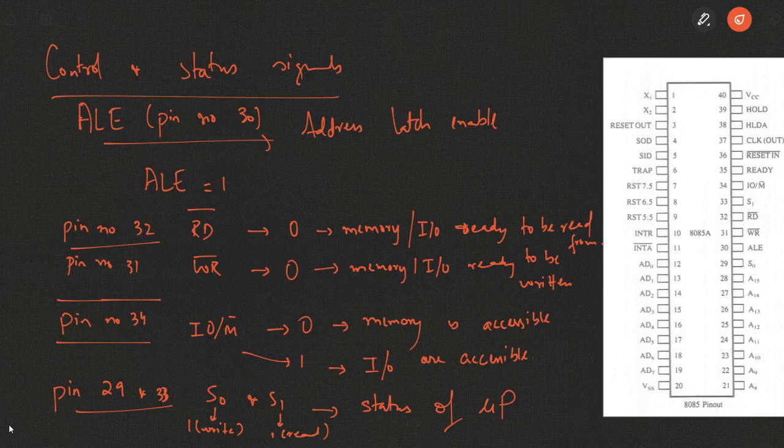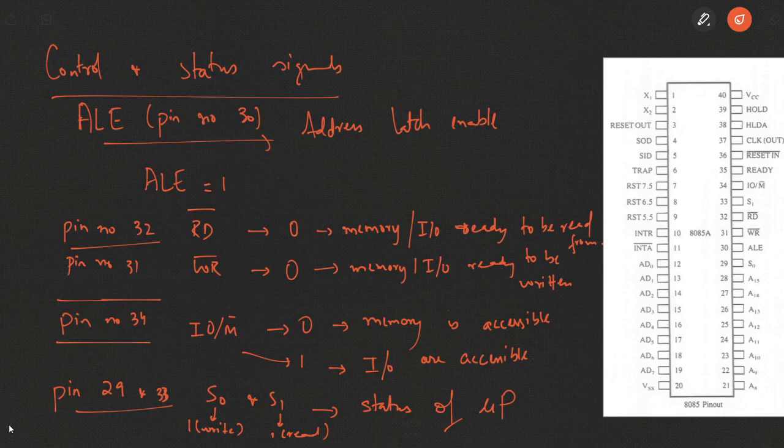signals or pins. Pin number 34 is IO by M bar. IO by M bar basically helps us differentiate whether the memory is accessible right now, or the external interface, which can be either an input device or an output device, is accessible right now. Pin number 35 basically helps us make a slower outer peripheral device compatible with the microprocessor. If it is 0, that means the outer device is not yet ready. If it becomes 1, that means the outer peripheral device is now ready.